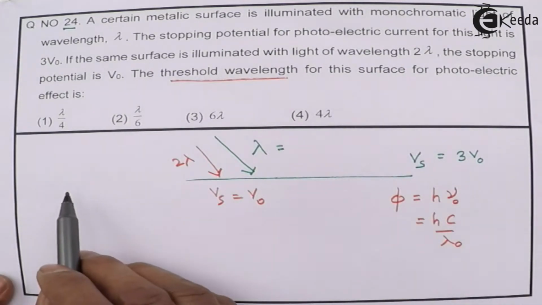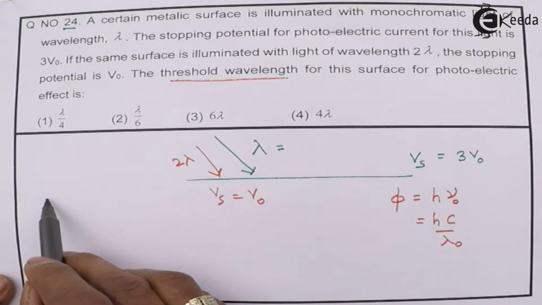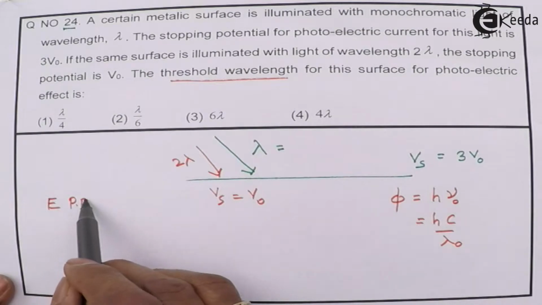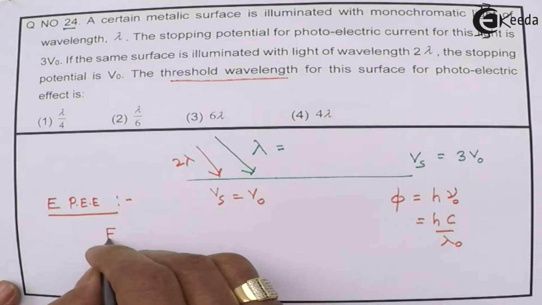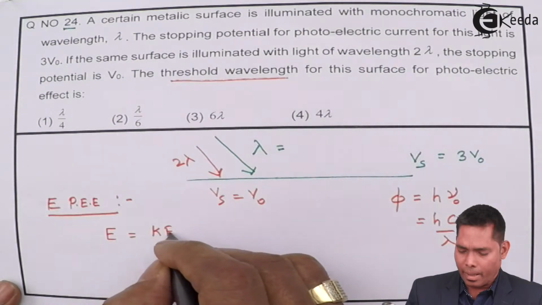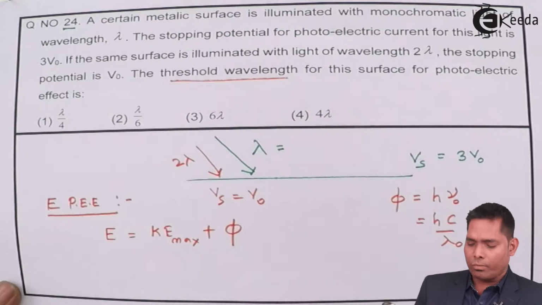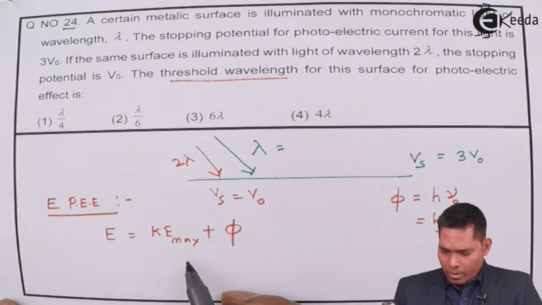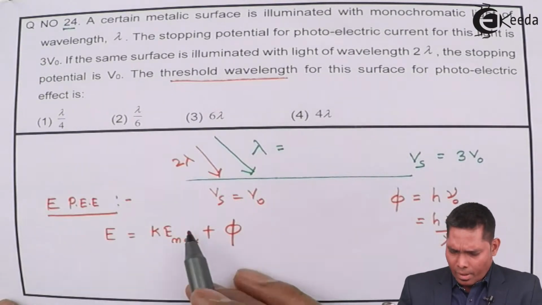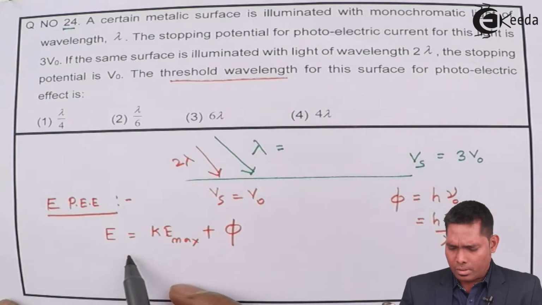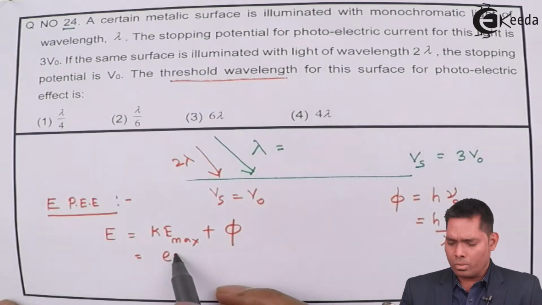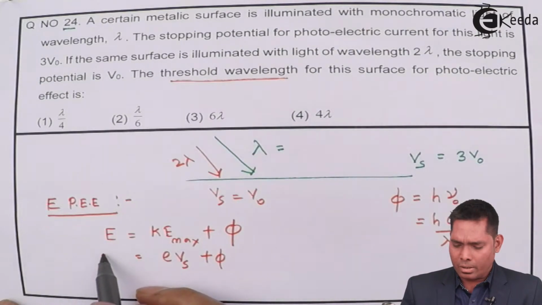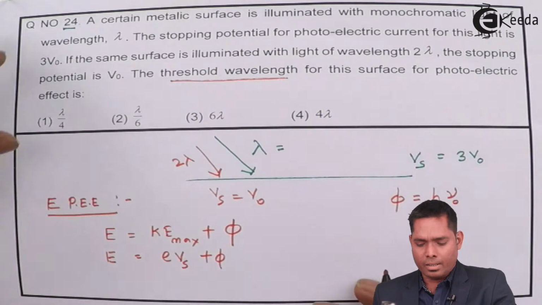we have the equation, that is Einstein's photoelectric equation, which says the energy that we put in appears in the form of kinetic energy max plus the work function of the metal. Now, if I write this in terms of stopping potential, this is e, the charge of electron, and V, the stopping potential Vs, plus the work function is the energy with which the metal surface is irradiated.